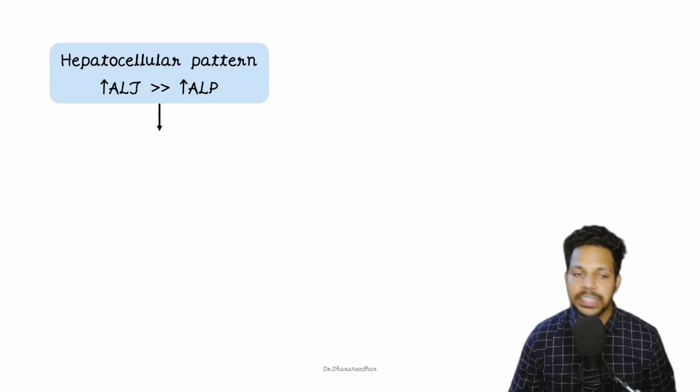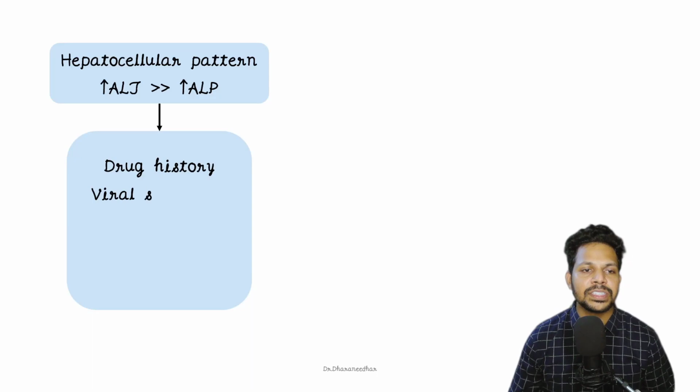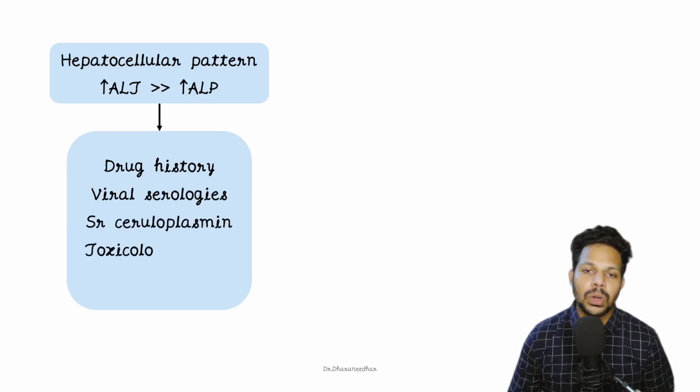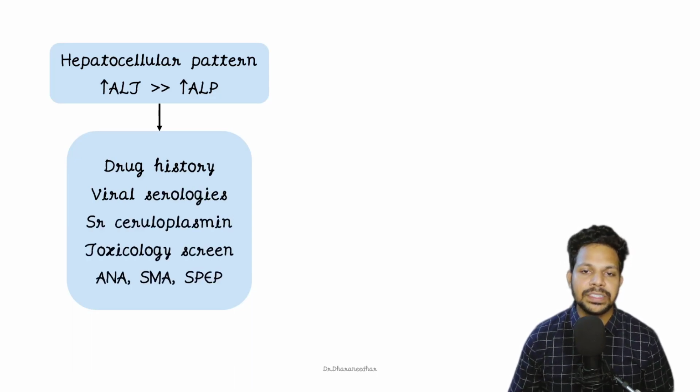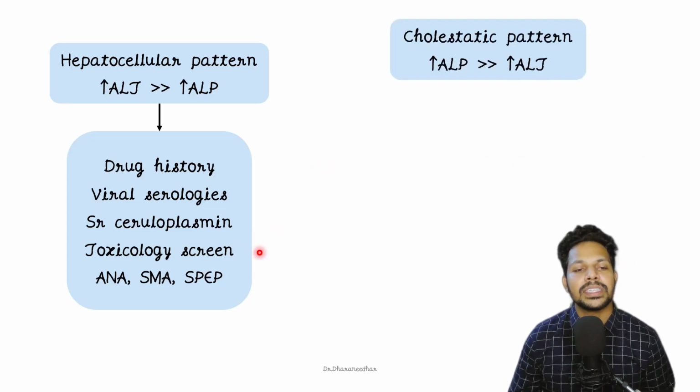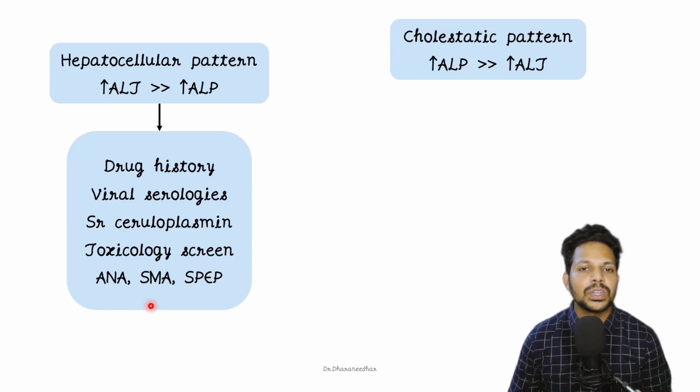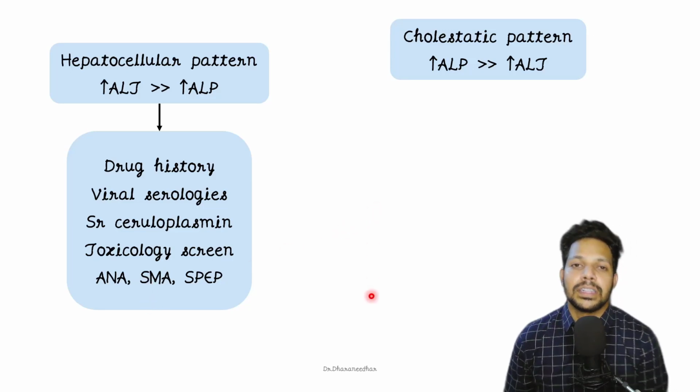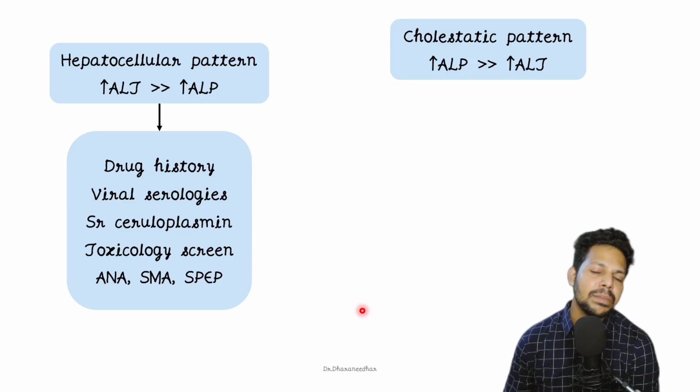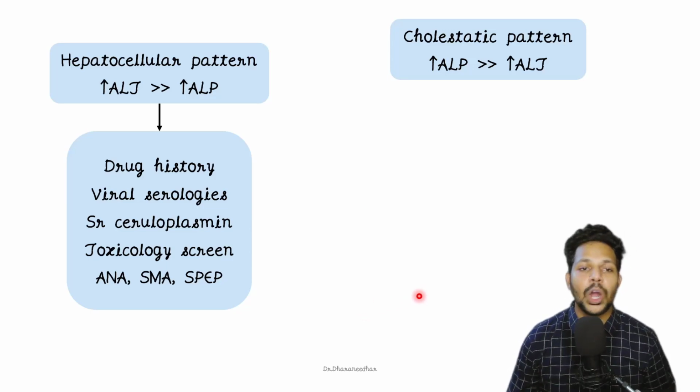So how do you evaluate? First, take the drug and toxin history, whether the patient has taken any drugs or toxins, and then you have to go ahead with doing viral serologies to exclude the causes of viral hepatitis, and then serum ceruloplasmin to rule out Wilson's disease, toxicology screen to look at the toxin intake, ANA, that is antinuclear antibody, SMA, smooth muscle antibody, and serum protein electrophoresis. The ANA and SMA will be elevated in autoimmune hepatitis.